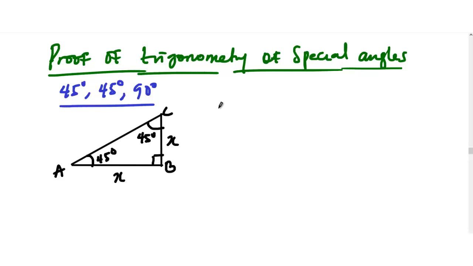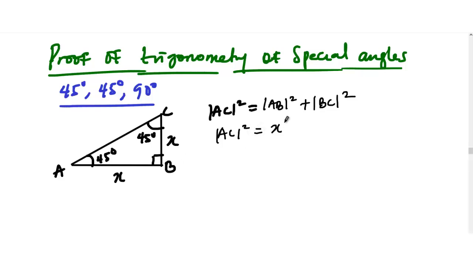So the hypotenuse has to be squared first. The Pythagorean theorem says that the square of the hypotenuse is equal to the sum of the squares of the other two sides. So we can say that AC square is equal to AB square plus BC square. AB square is x square, plus BC square, that is x square. So AC square is equal to x square plus x square, 2x square.